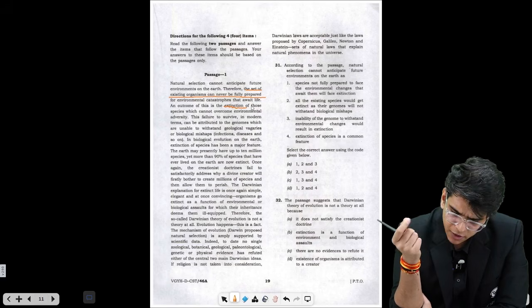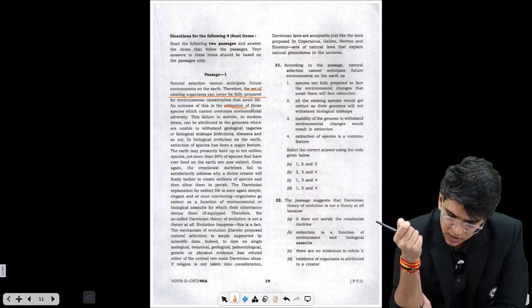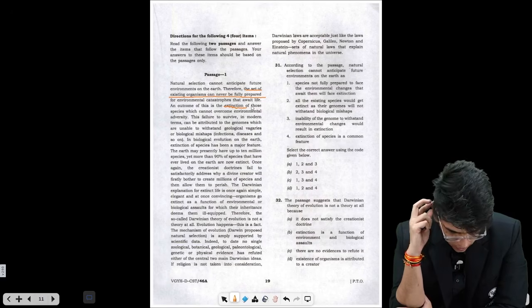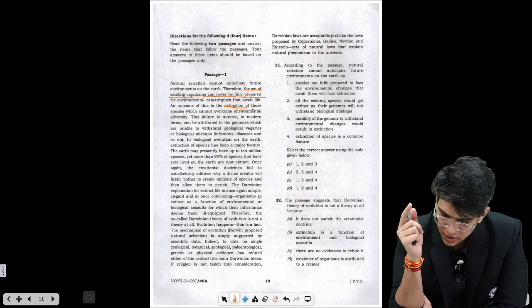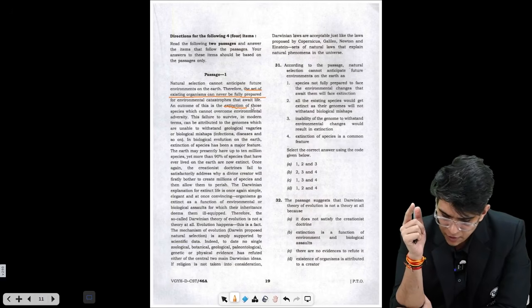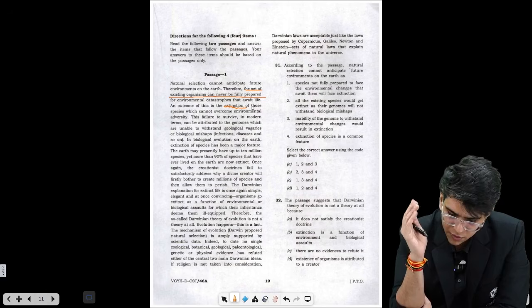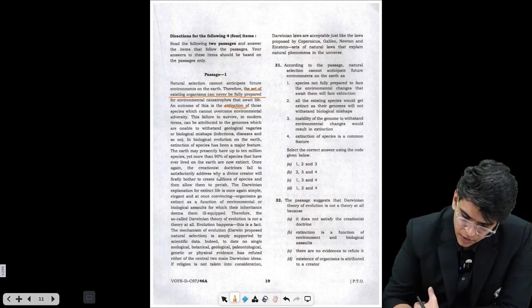In biological evolution on the earth, extinction of species has been a major feature. The earth may presently have up to 10 million species, yet more than 90% of the species that have ever lived on the earth are now extinct. Once again, the creationist doctrines fail to satisfactorily address why a divine creator will firstly bother to create millions of species and then allow them to perish.